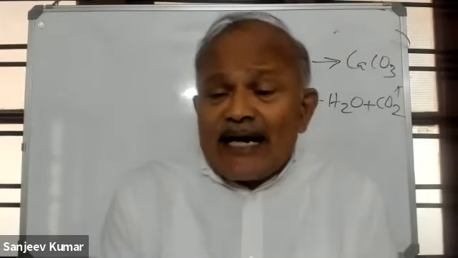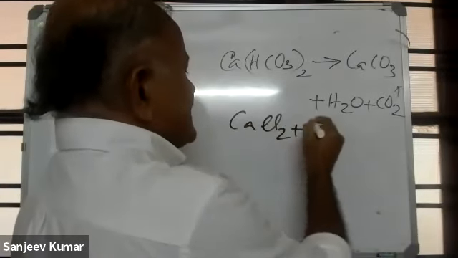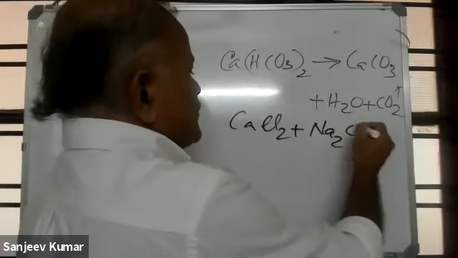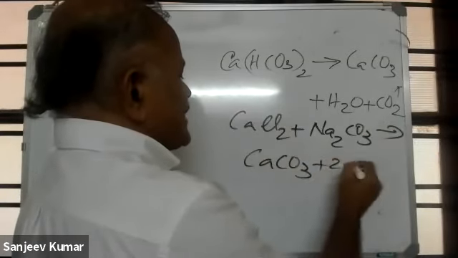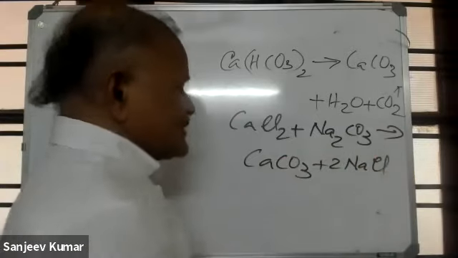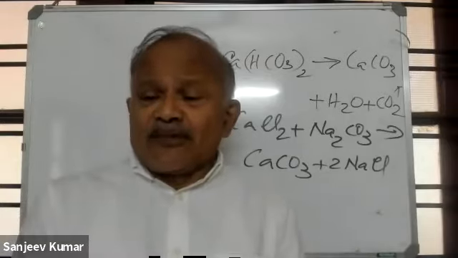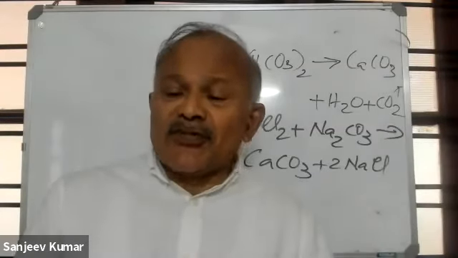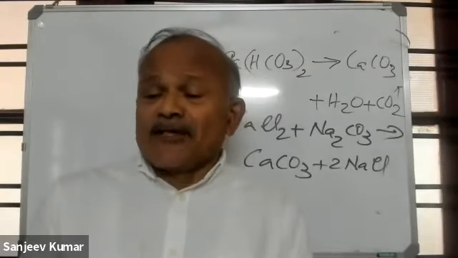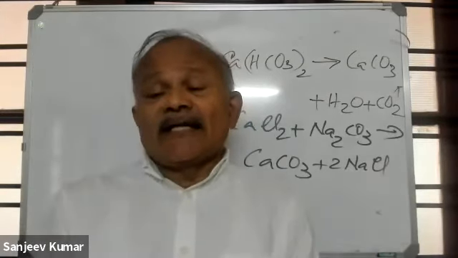When you add sodium carbonate, Na2CO3, the calcium chloride or magnesium chloride reacts with it to give CaCO3 plus 2NaCl. That is, calcium ions get precipitated as calcium carbonate, or magnesium ions get precipitated as magnesium carbonate, which is insoluble in water, and thereby the hardness is removed. That is another method of removal of hardness in the case of permanent hardness.